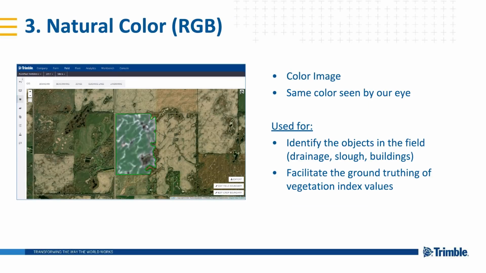Then we have natural color, or RGB. RGB color composition is expressed in the same colors that we see with our eyes. It can be used to identify objects in the field and ground truth the vegetation index values. You can use this to identify what's real crop versus what might be a water stream or a pond. So by switching between image types, you can check the spots in advance and even remove them from your scouting list, making your time in the field more efficient.